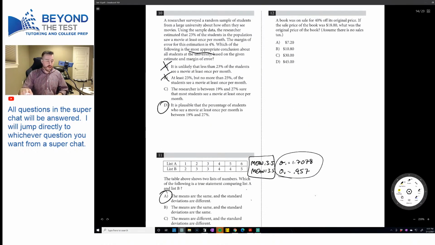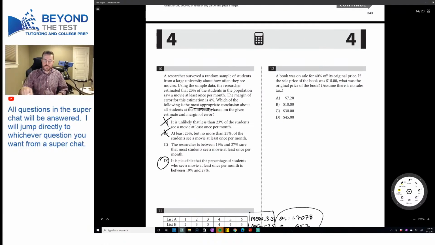All right, moving up to question number 12 here. It says a book was on sale for 40% off of the original price. If the sale price of the book was $18, what was the original price of the book? Now you're going to assume that there's no sales tax. A good way to approach this problem is by using the back solving method. What is the back solving method? Well, it's where you use your answer choices to help you out here. So the question wants to know, what was the original price of the book?